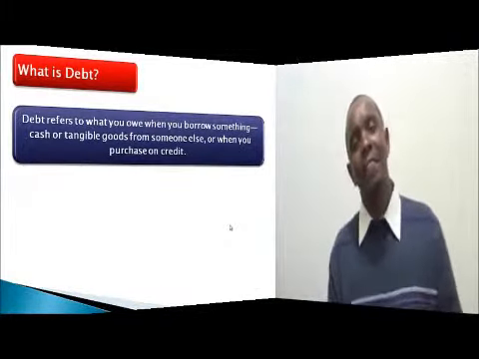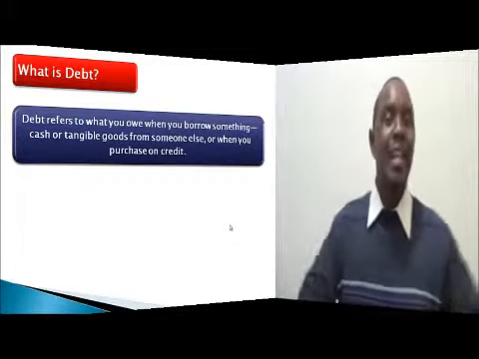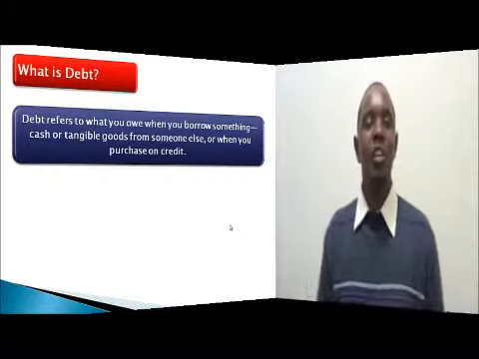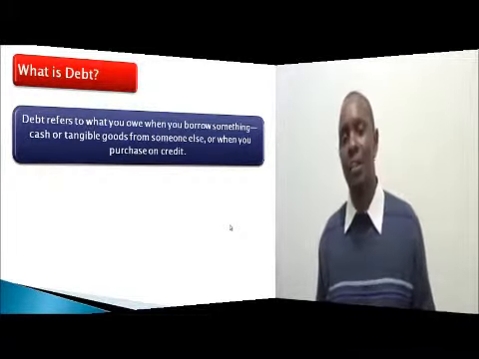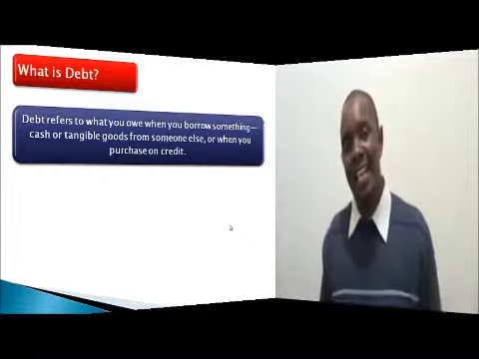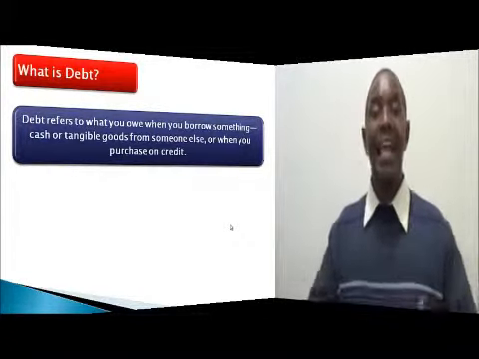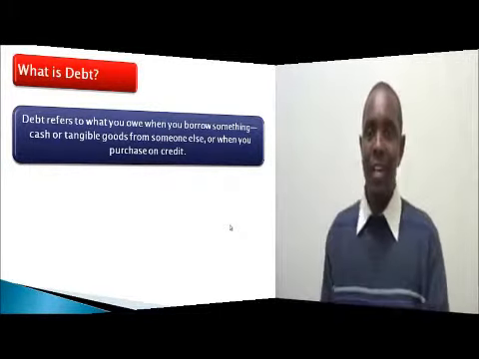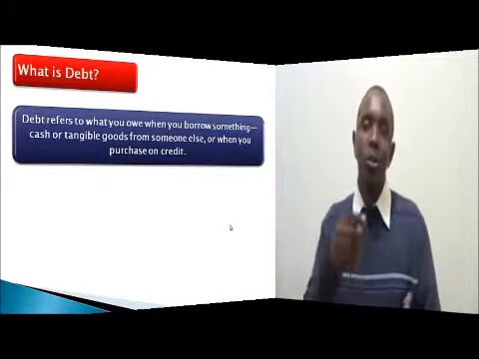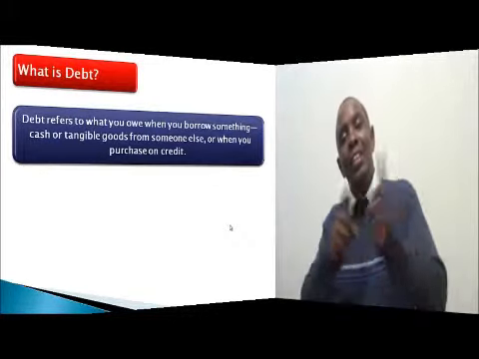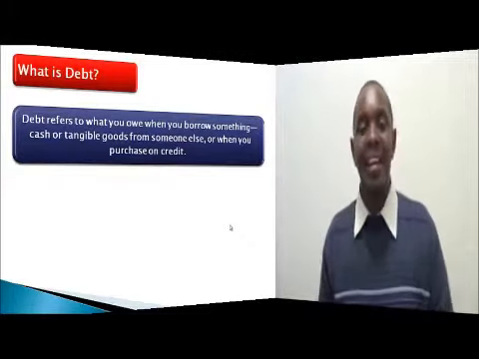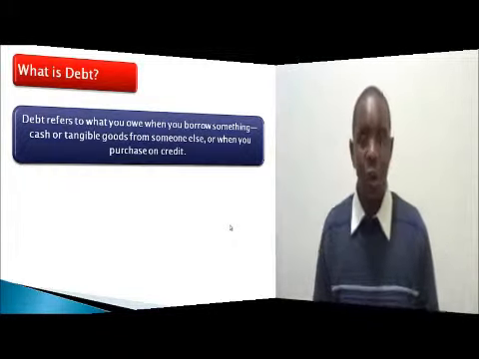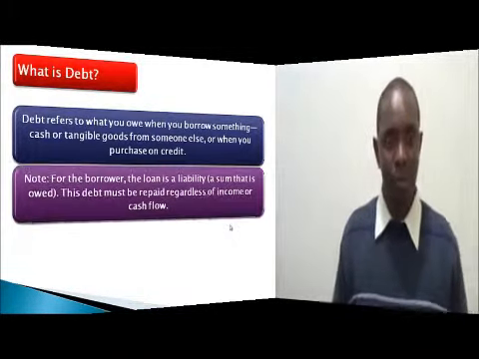Now let's begin by defining what debt is. Debt refers to what you owe when you borrow something in cash or tangible goods from someone else, or when you purchase something on credit, then that is called debt. So if you buy something on credit, or use your credit card to purchase some items, that is called debt. So debt can be either in cash or in tangible goods.